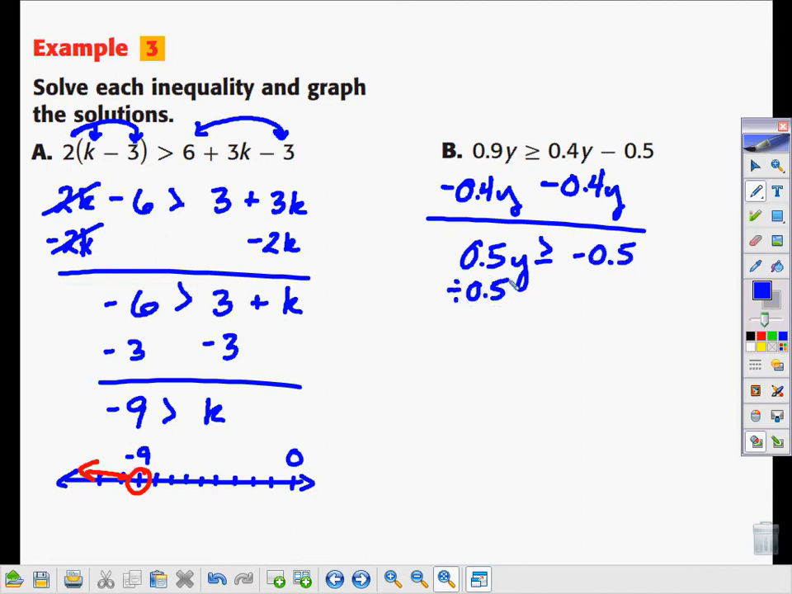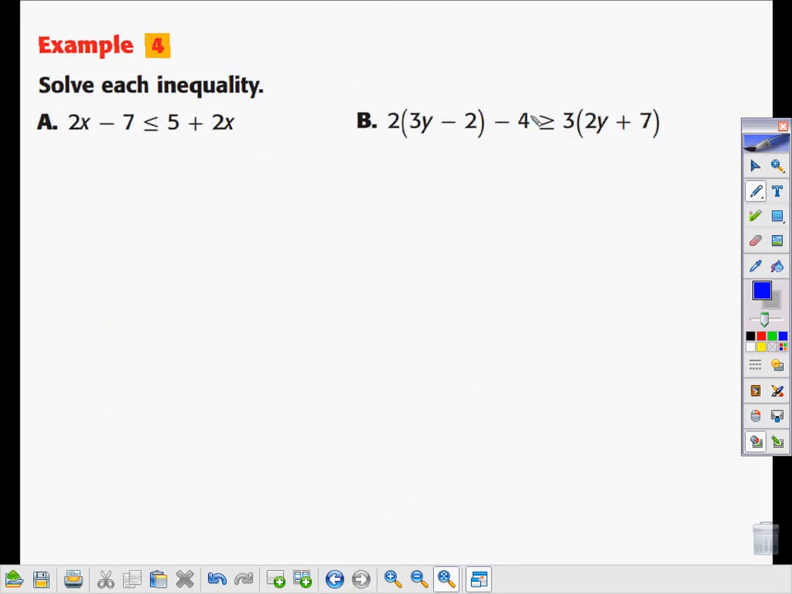Divide by 0.5. And I get y is greater than or equal to negative 1. And then we could go ahead and graph that. Great. Let's do a last pairing here. So these, again, just getting a little bit more complex. Interesting solutions on this first one. Let's go ahead and solve for x.